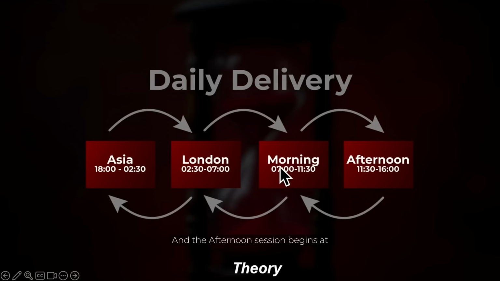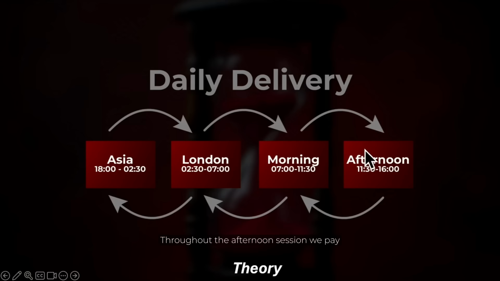And the afternoon session begins at 11:30 a.m. and ends at 4 p.m. Now, again, as has been the whole foundation of this lecture, Asia sets the stage for London. Throughout London, we refer to the high and low of Asia. London sets the stage for the New York morning session. Throughout the New York morning session, we refer to the high and low of London. And the New York morning session sets the stage for the afternoon session.